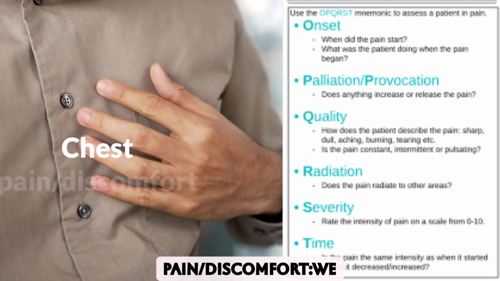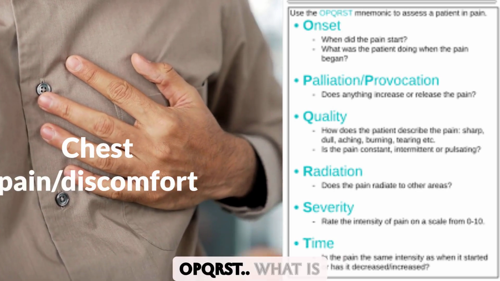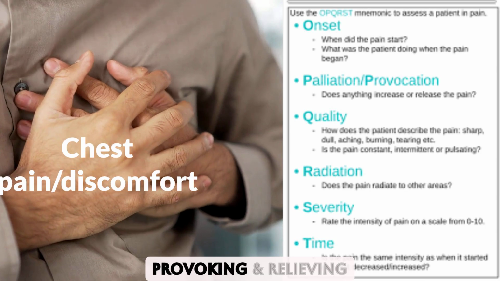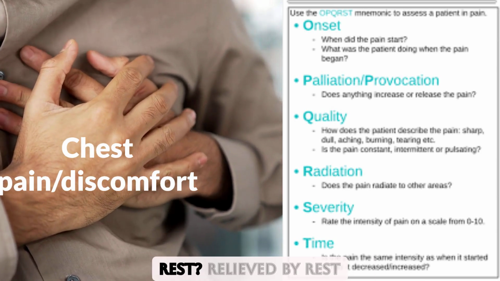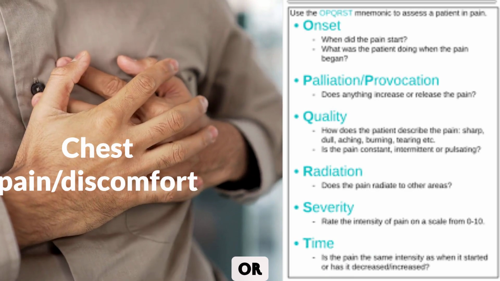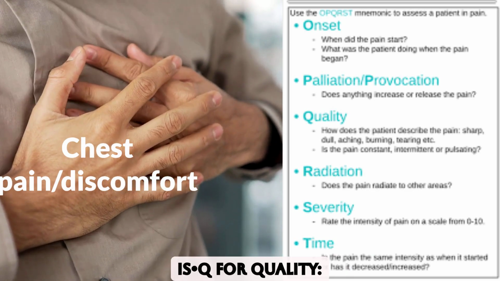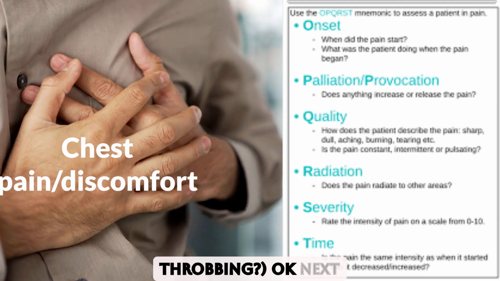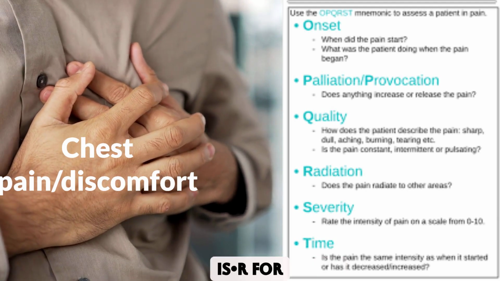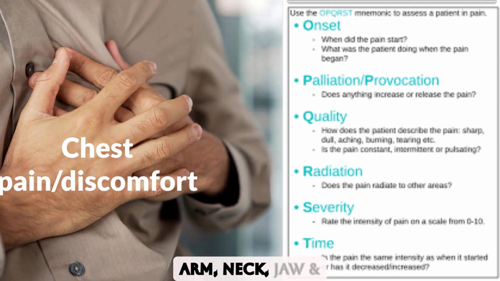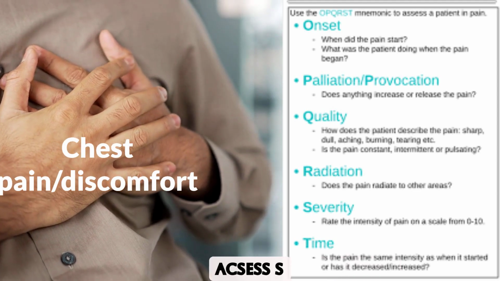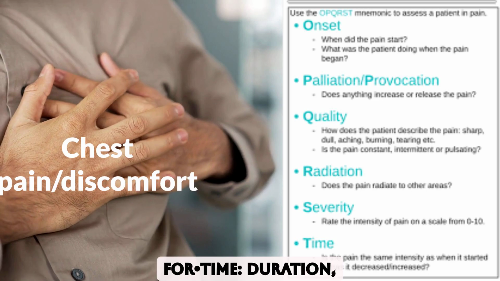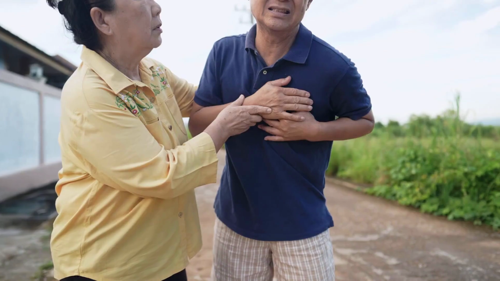Characteristics of chest pain or discomfort. We ask using OPQRST. What is that? O is for onset: when does the pain start? Next is P for provoking and relieving factors: on exertion or at rest, relieved by rest or medication. Q is for quality, the sensation or feeling of pain: heavy, tightness, burning, throbbing. R is for radiation: radiating pain to the arm, neck, jaw, and back. Then S, to assess severity: pain score, 1 to 10. And the last one is T for time: duration, continuous or intermittent.